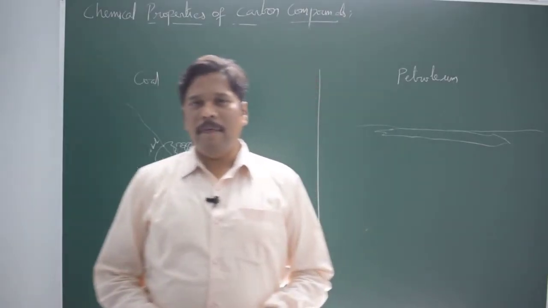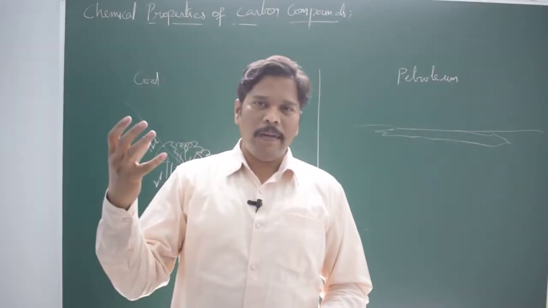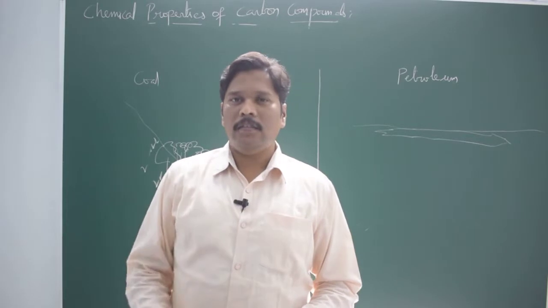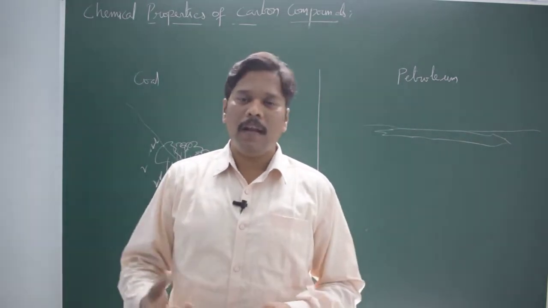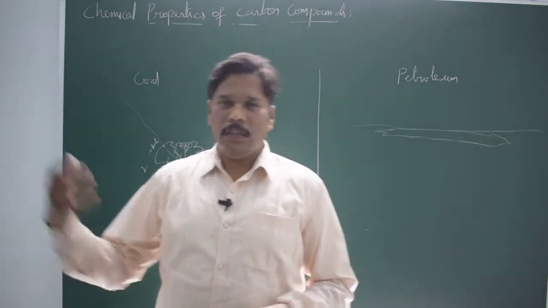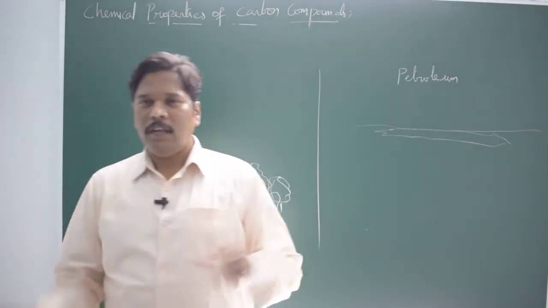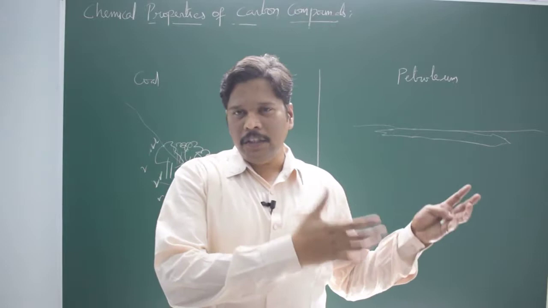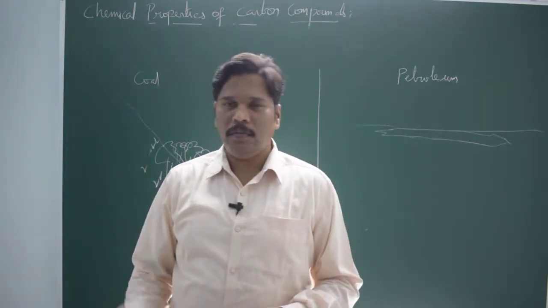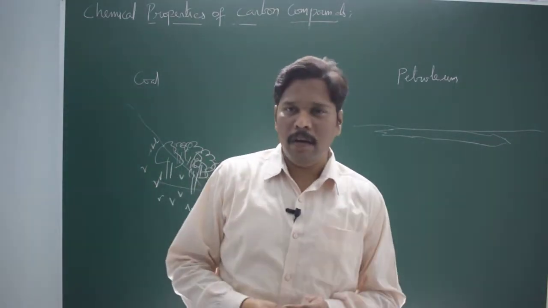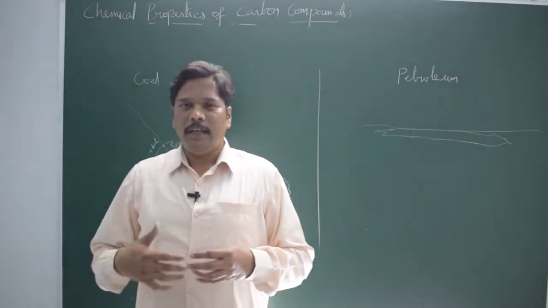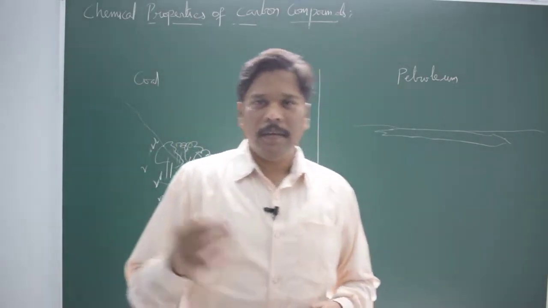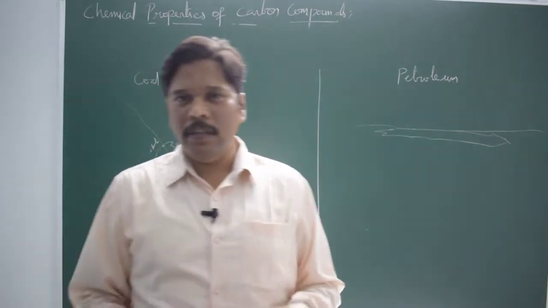So the two important fossil fuels, coal and petroleum, are major compounds of carbon. Coal contains a large amount of carbon. Along with that, we have petroleum, which is a very big chain of organic compounds. So how are coal and petroleum formed? No one has the correct reason, but we are going to believe this.